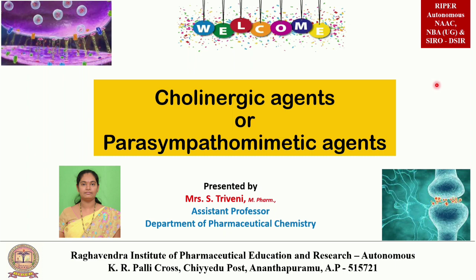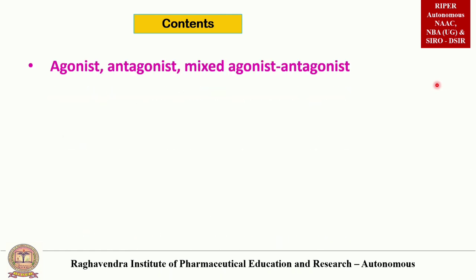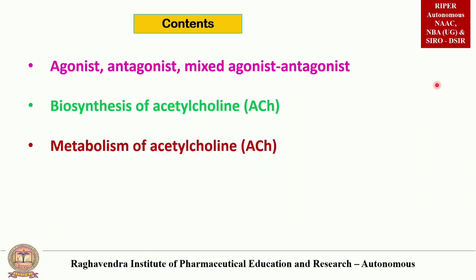In this video, I am going to explain cholinergic agents. Cholinergic agents are also known as parasympathomimetic agents. Here I am going to explain mainly what is agonist, what is antagonist and mixed agonist and antagonist, and biosynthesis of acetylcholine, metabolism of acetylcholine, and explanation with animation.